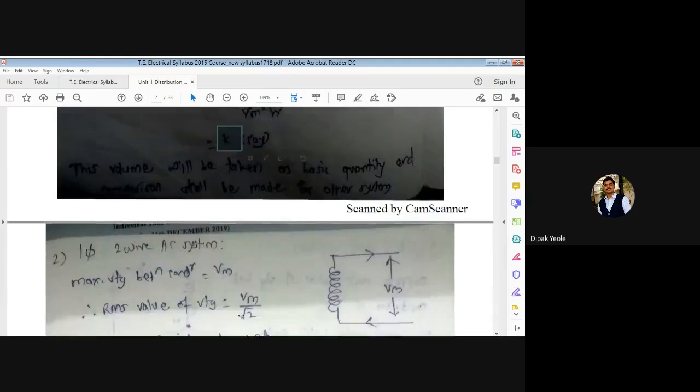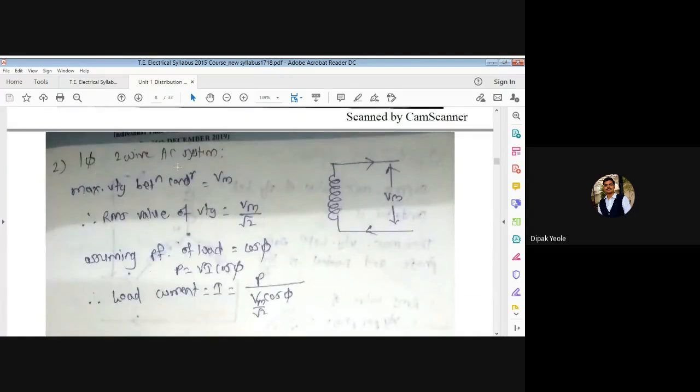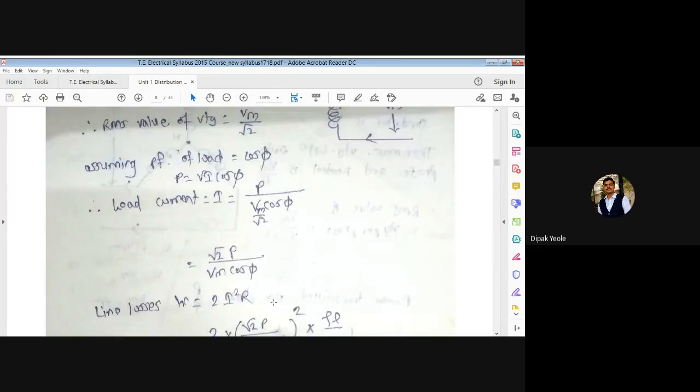Now the second system is single phase 2 wire AC system. Now the AC is available, so you have to use the AC load. Obviously VM is available, so RMS value becomes VM divided by √2. Power factor is also available as AC system is available, so P equal to VI cos phi. Rearrange the term: I equal to P upon VM by √2 cos phi.